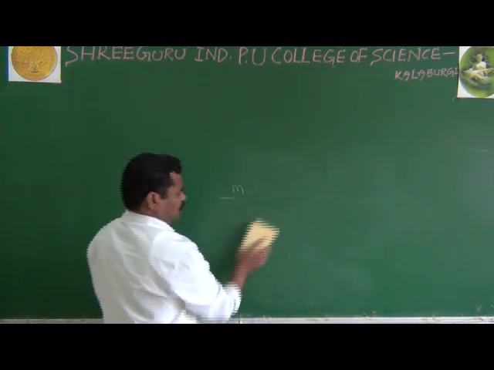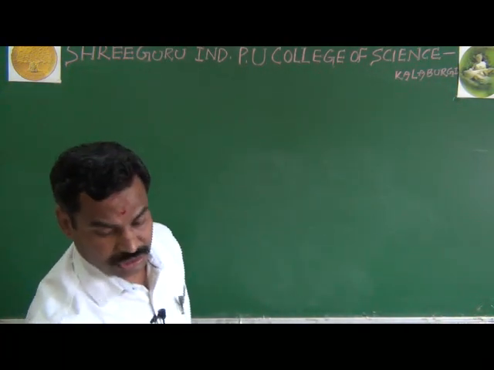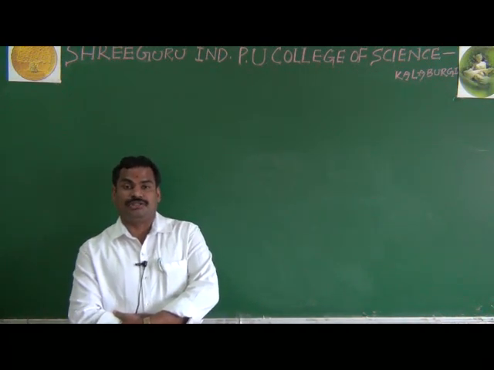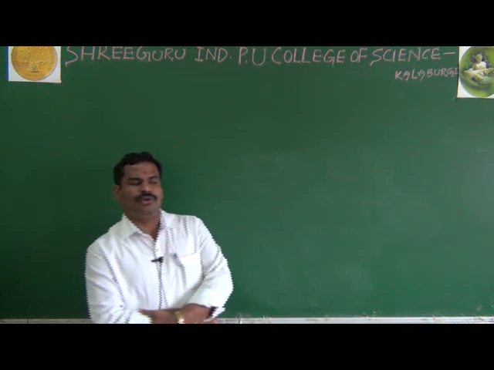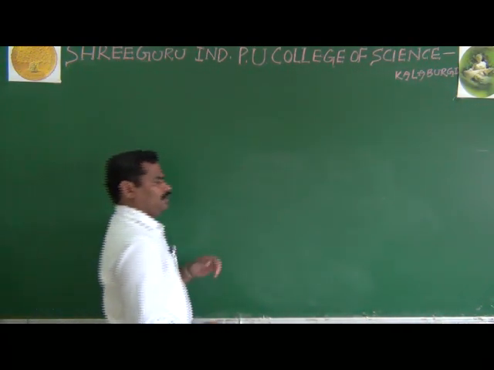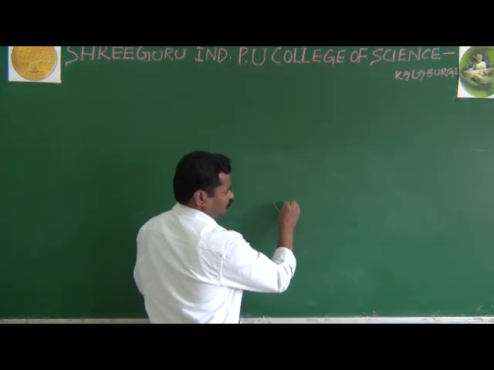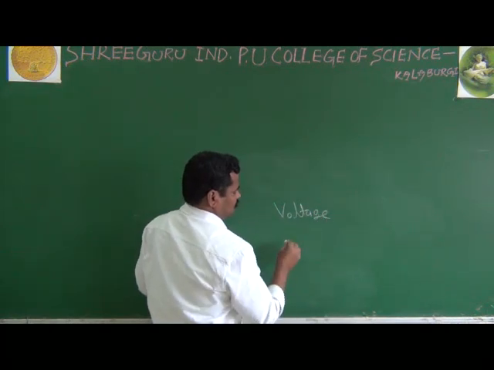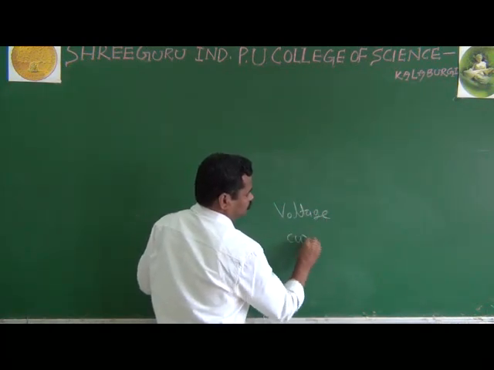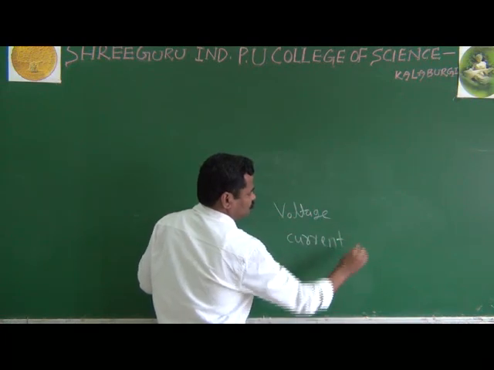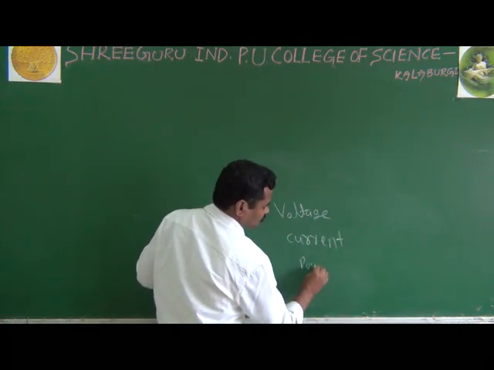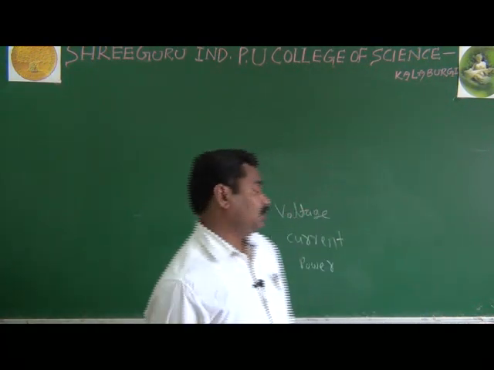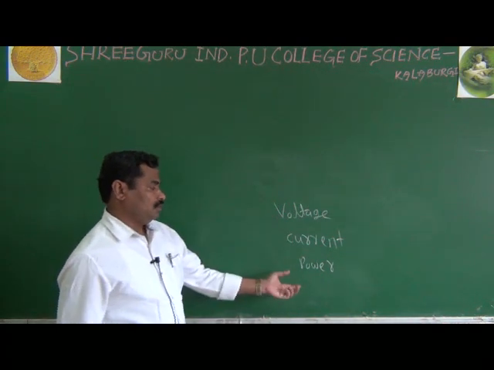Look here, another important thing in electronics. Whatever you study in electronics, you give importance to only three things. What are the three things? One, voltage. Next, current. And next, power. Whatever you study in electronics, it contains voltage, current and power.